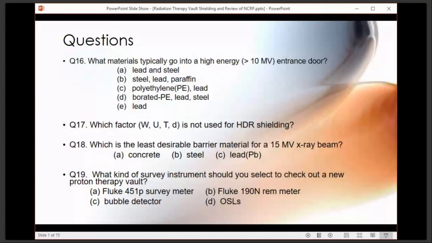Yes. Well, it's basically borated polyethylene, lead, and there's steel. I didn't mention it, but steel in the door. So those three are the typical materials.